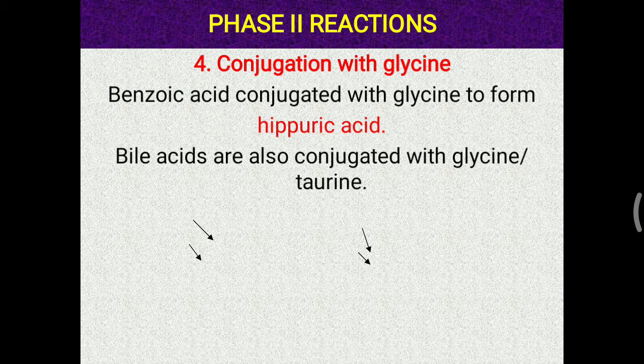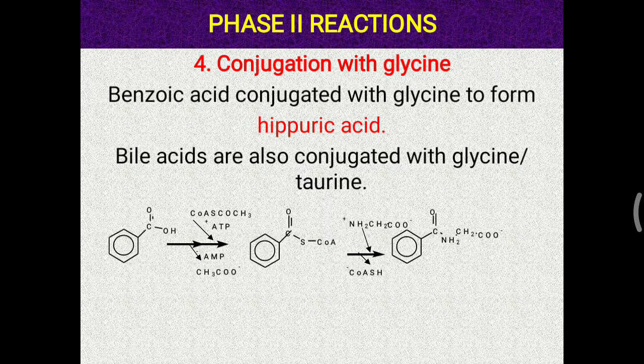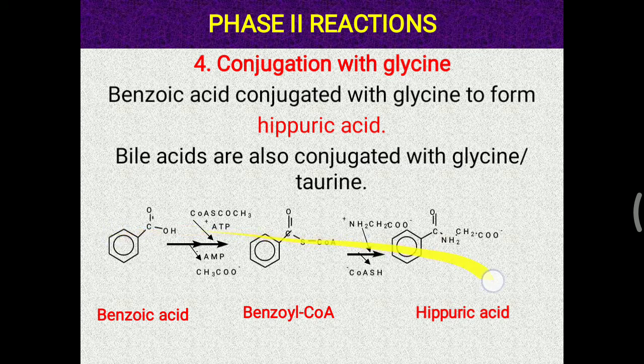Further, bile acids are also conjugated with glycine and sometimes taurine. You already know the names of the bile salts, glycocholate or glycochenodeoxycholate. They are examples of bile salts, and they are made by conjugation with glycine, and in the same way sometimes with taurine. First, benzoic acid makes benzoyl CoA and then hippuric acid, which is the example given for conjugation with glycine.